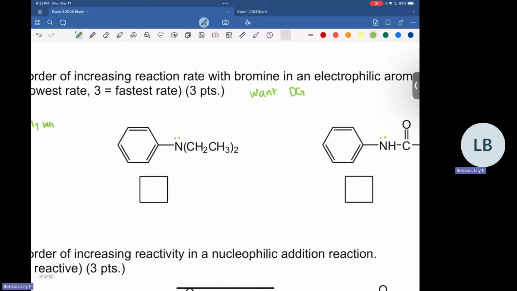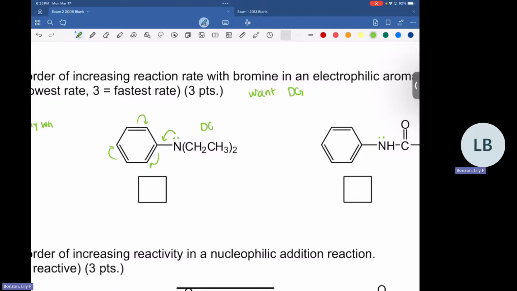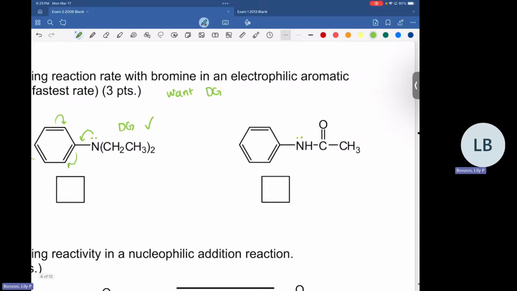In the middle, we have an amine. So amines are very strong activators. On the right side, we just have some hydrocarbon. So we can do resonance with the benzene ring with that nitrogen lone pair. And so we can resonate all around the ring and donate that lone pair towards that benzene. So that's going to be a donating group, and it's very good.